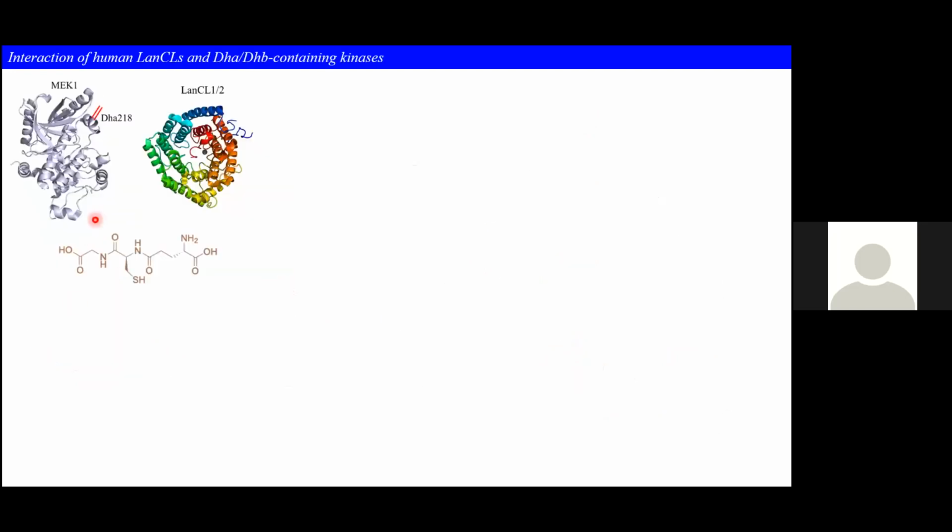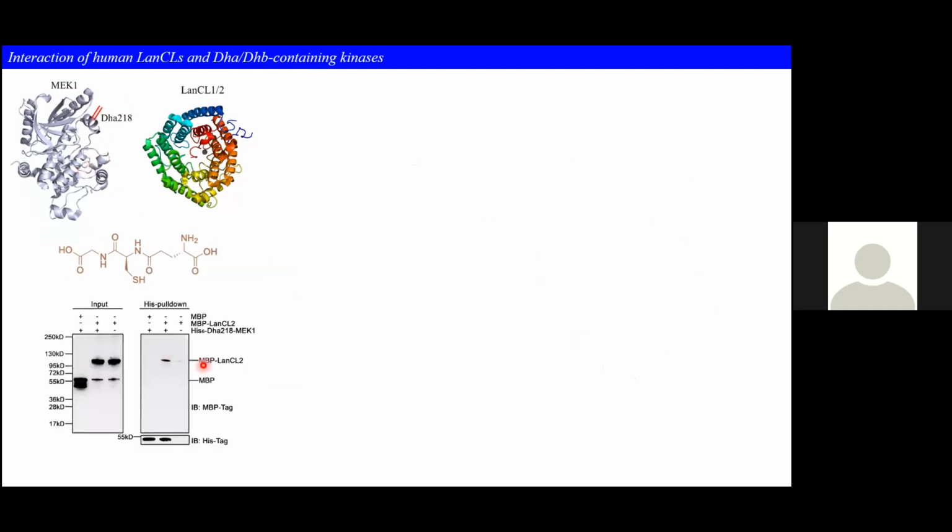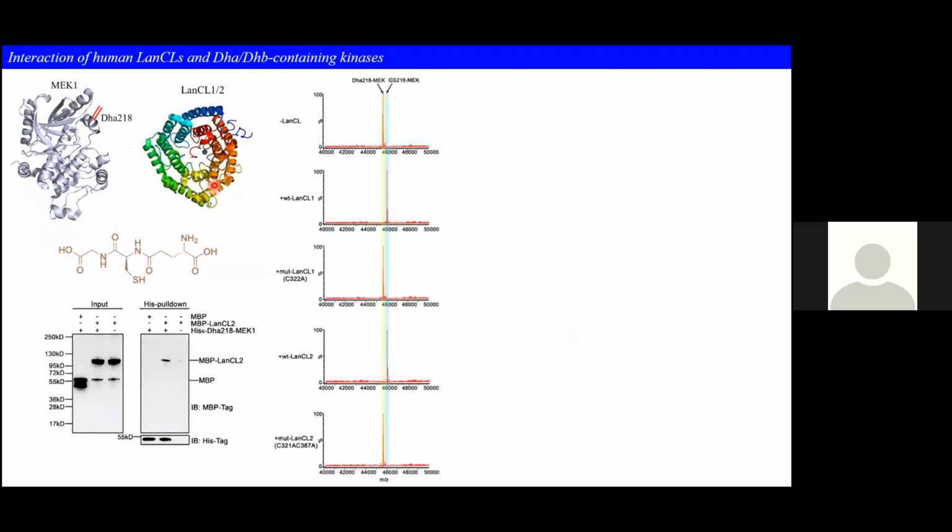So furthermore, how about the kinases containing the DHA? We also did the pull-down assay to see if there are any interactions between them. From Western blotting, we can confirm that this band belongs to the interaction between these 2 enzymes. Then we added the glutathione to the DHA MAPK proteins in the presence of the LanCL proteins, to see whether any addition could happen.